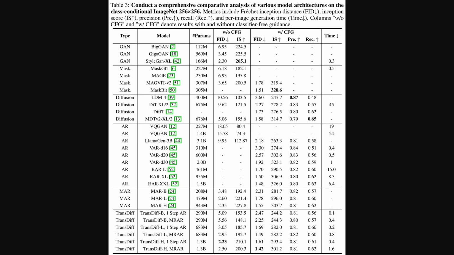Moving to the results, this table really puts those claims to the test. It compares TransDiff against other models on the ImageNet 256 by 256 benchmark. The key metrics are Fréchet inception distance, or FID, where lower scores mean more realistic images, and inception score, or IS, where higher is better, and the results are stark. The TransDiff model using multi-reference autoregression achieves a state-of-the-art FID of 1.42. But the incredible part is the speed. It takes just 0.8 seconds, while a leading diffusion model like DIT-XL2 takes 45 seconds.